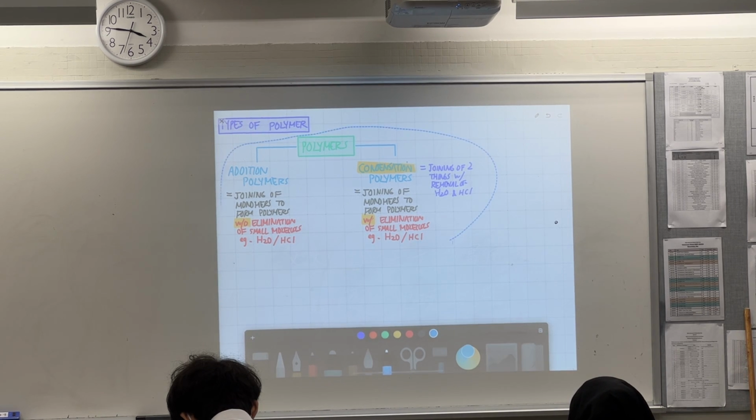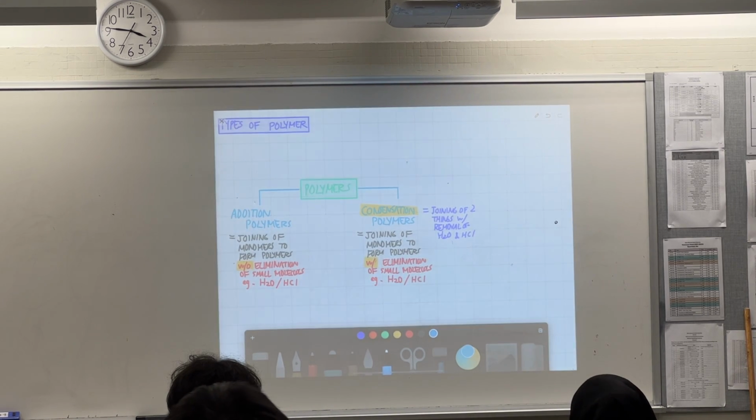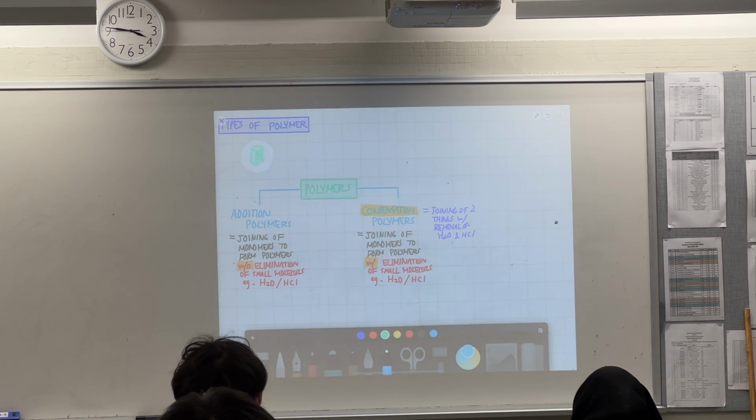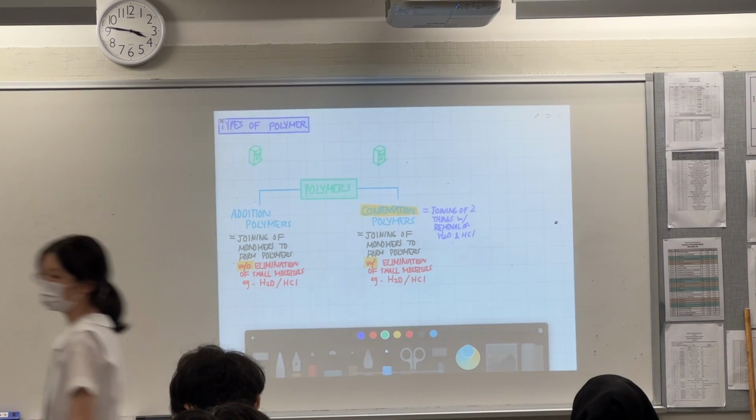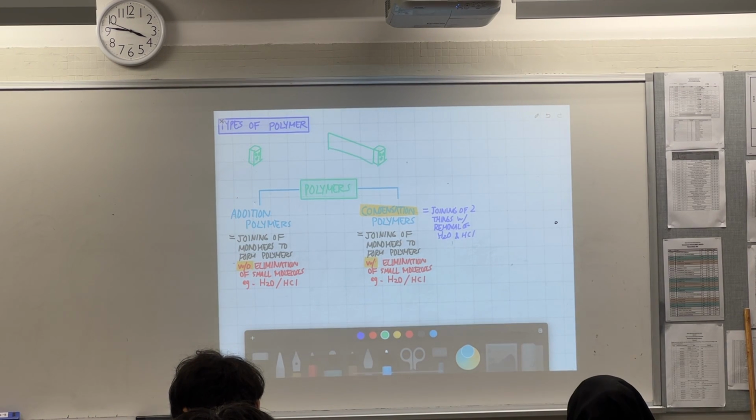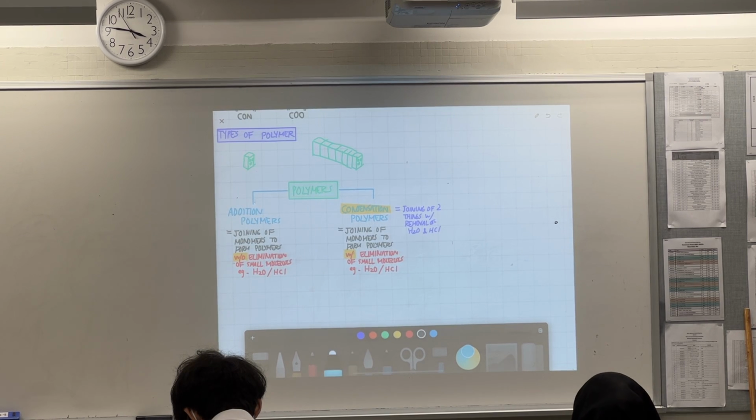So you can draw this very simple diagram on top. Both types of polymers are made from the same type of building blocks. I think you have all seen these Lego blocks before. If you connect many of these Lego blocks together, you get a very, very long chain of molecules. So you can liken this to the monomer. So this is the monomer.